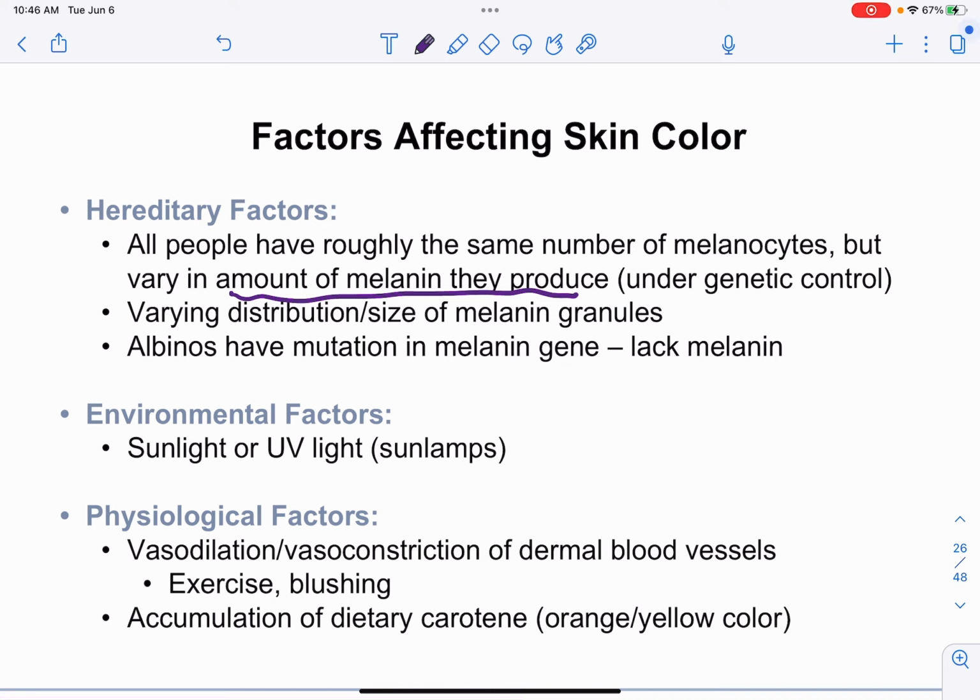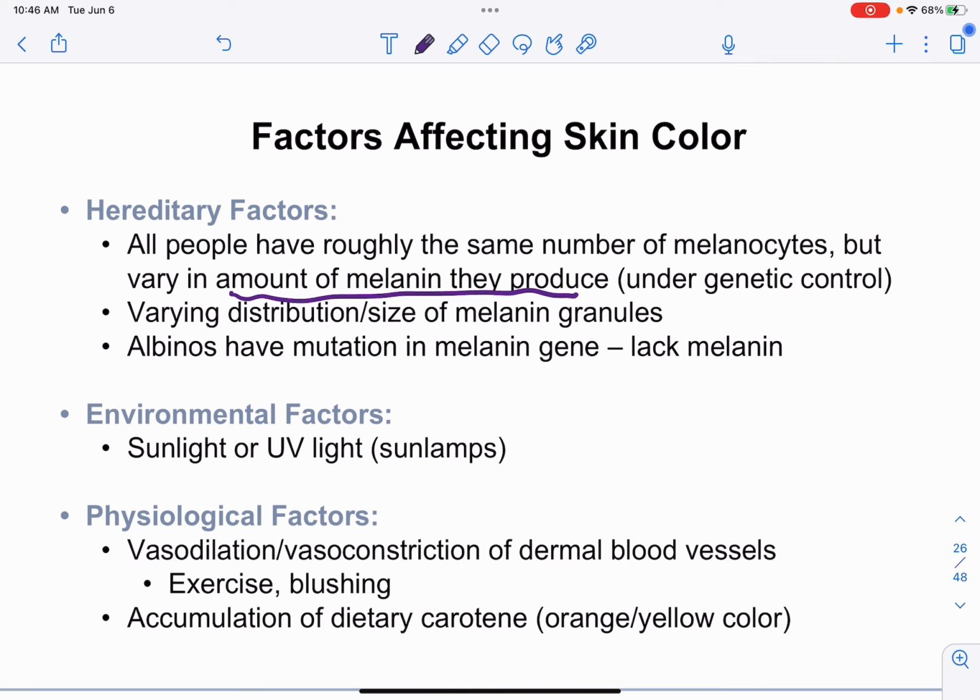So environmental factors are the second category of events that can affect the color of our skin. So in this situation, some people go to the beach and sunbathe, or they go to tanning beds. And this increase of UV radiation will actually stimulate melanocytes to make more melanin. So again, there's not more melanocytes, there's just more melanin. And obviously, too, UV can cause DNA damage.